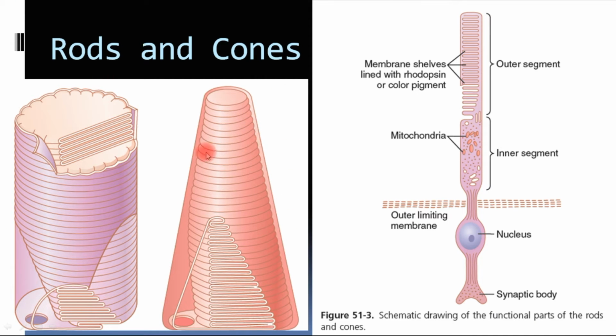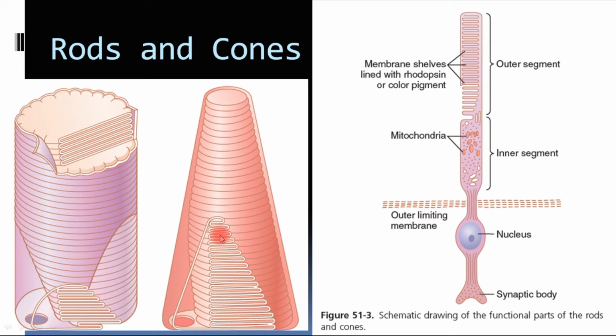As you can see, the disc-like structures are present here also, in the cut section, and in both rods and cones, in these discs are present the color pigments and the rhodopsins.